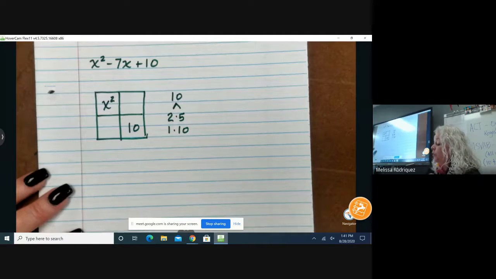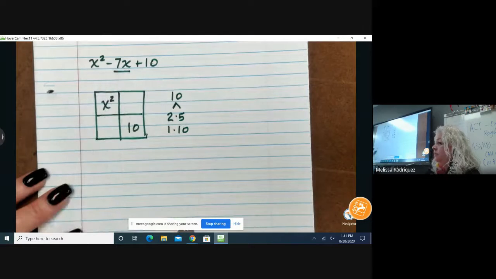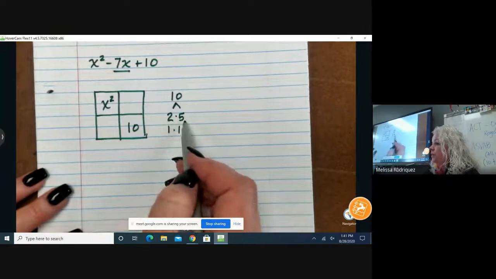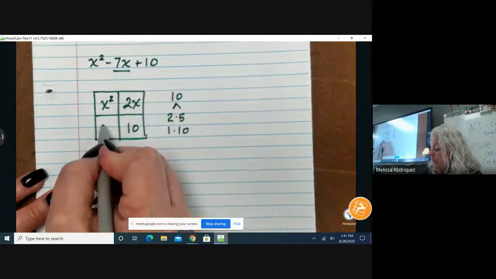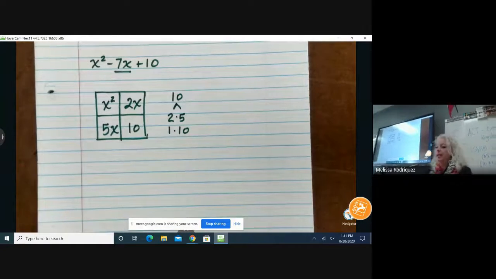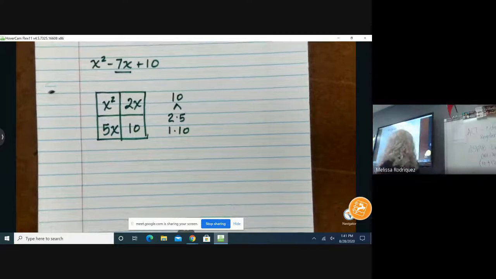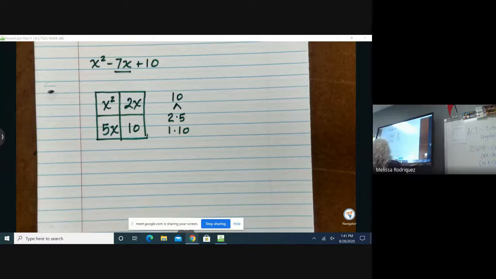So I'm looking for a set that will give me 7. 2 and 5, because if you add 2 plus 5, you get 7. So I'm going to put my 2x here and my 5x here. Now, before I do my dividing, everybody has the next thing on their classroom, okay? It's kind of a little cheat sheet.